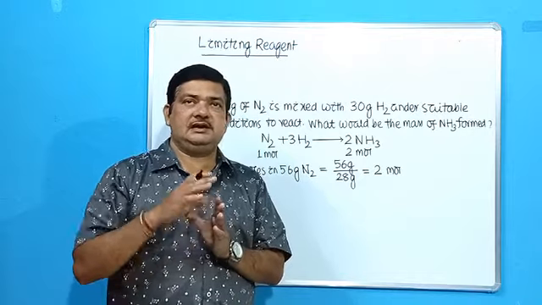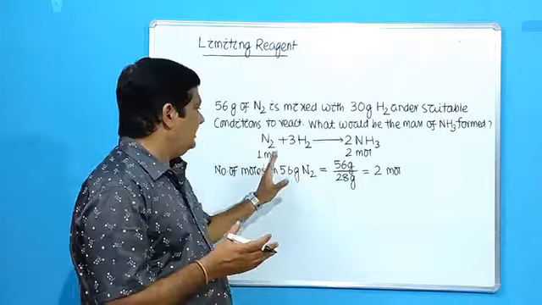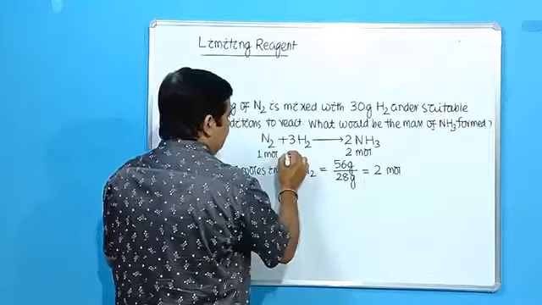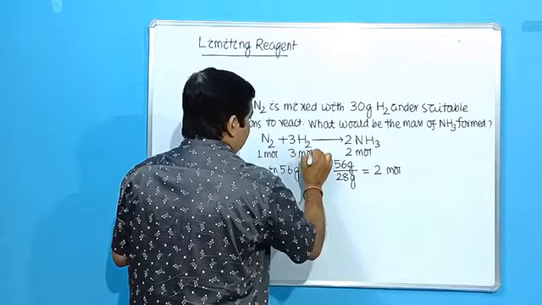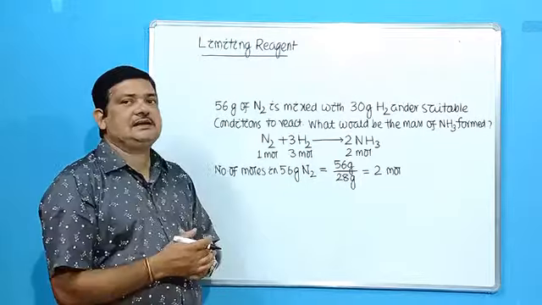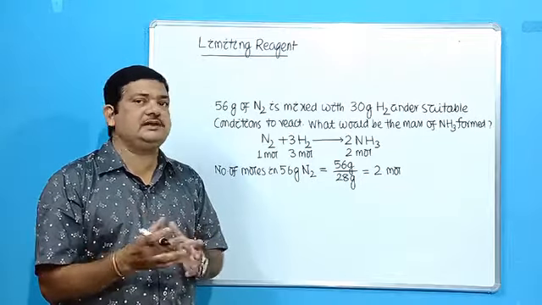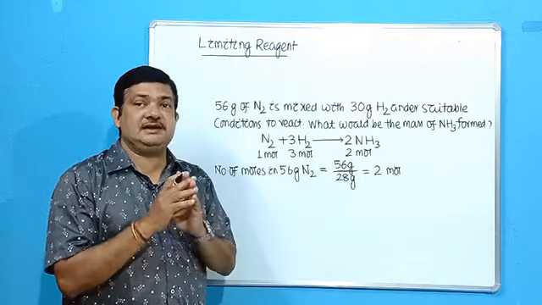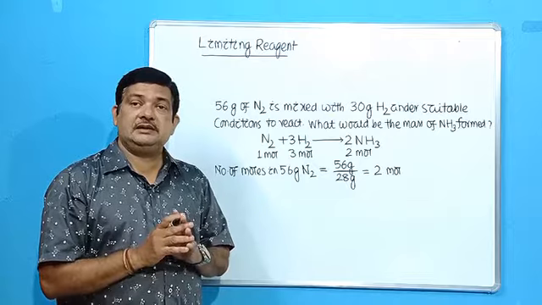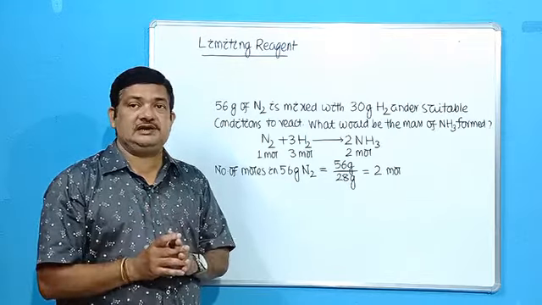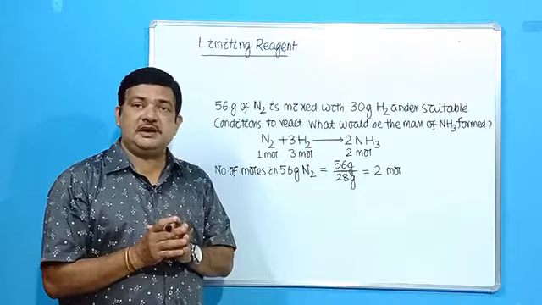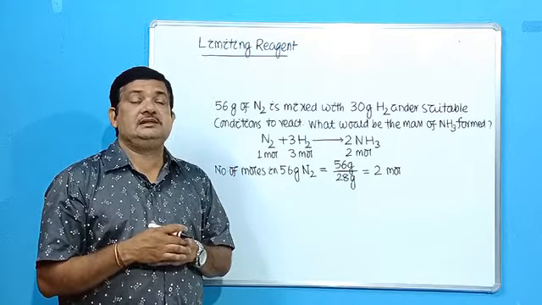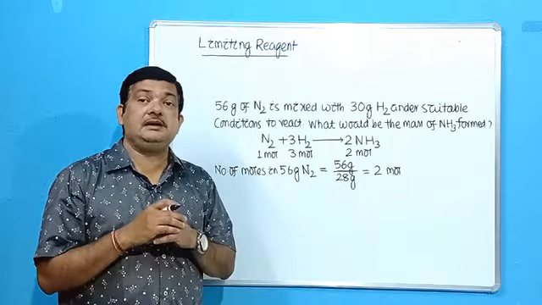Suppose the ratio of reactants in which they should be present can be very well calculated from the balanced chemical equation. For example, this one, 1 mole of nitrogen requires 3 mole of hydrogen. So from a balanced chemical equation, we can very well predict what should be the ratio of the reactants in which they should be present. So suppose one of the reactants is present in lesser quantity, then what will happen? That reactant which is present in a lesser quantity will be consumed first. It will be consumed completely. Then what will happen? The reaction will stop or will be limited.